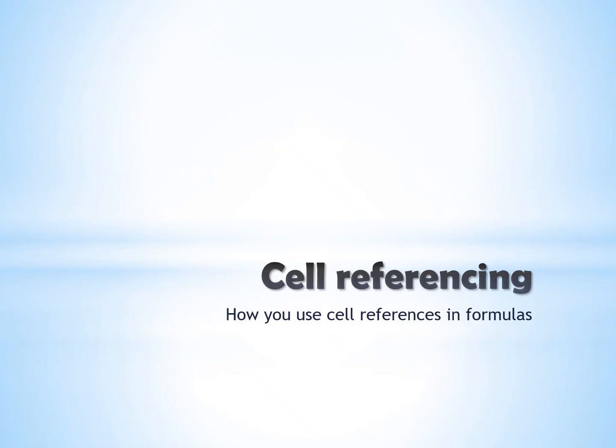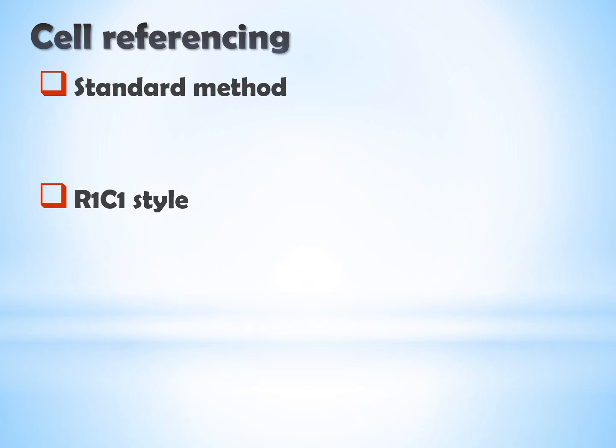Cell referencing. Let's now discuss what cell references are and how we can use them in formulas. There are two methods for cell referencing in Excel, which include the standard method and R1C1 style. Both methods are based on referencing cells by their columns and rows. The difference lies in how the columns and rows are named. The standard method is based on naming columns using letters and rows using numbers. For example, a single cell referenced as H4 means that it is in column H and row 4.